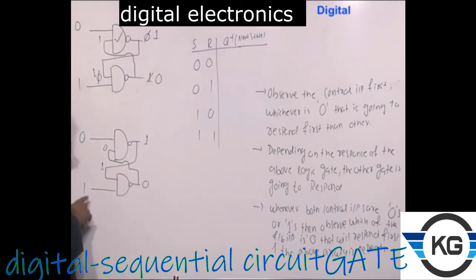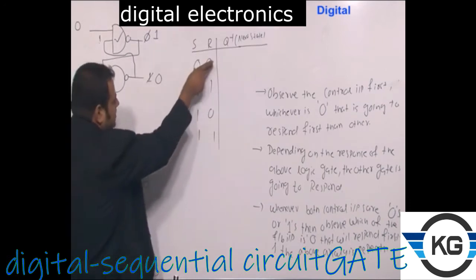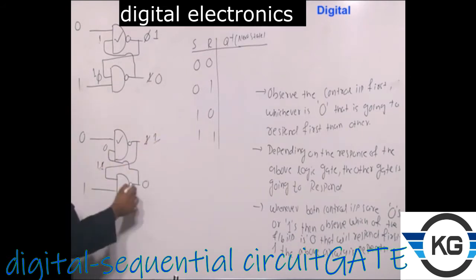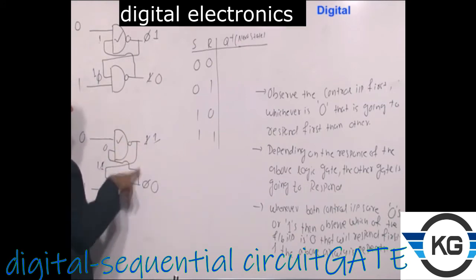If I am observing this one, I should not bother about the feedback initially. Suppose I am getting a case like 0, 0 or 1, 1, then I should consider what the feedback is. But as long as this case is concerned, we should only consider the external input. So this is going to respond first. What will happen now? This will be again 1, and this 1 is again coming here. So 1, 1 is again 0. Remember that this is the Q terminal, this is the Q bar terminal.